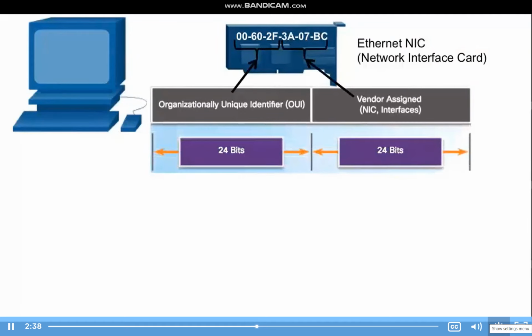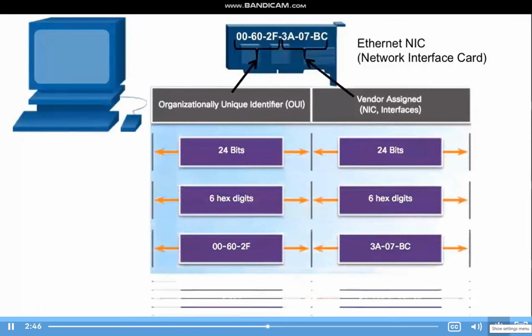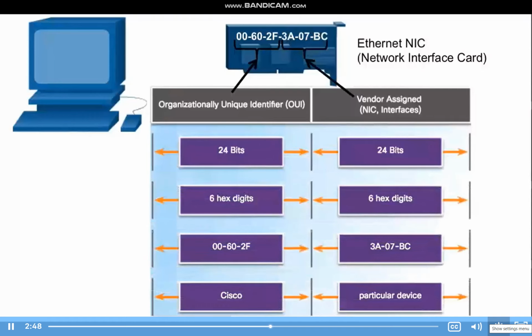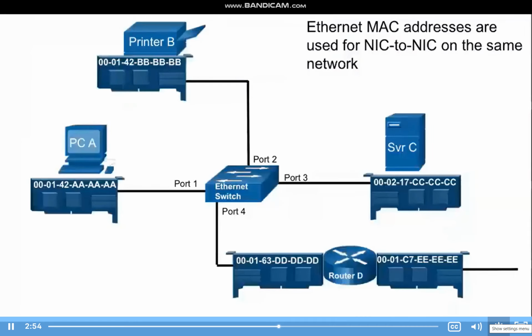MAC addresses are 48 bits, with the OUI and vendor assigned portions each being 24 bits. MAC addresses are typically represented in hexadecimal, 6 hexadecimal digits for each portion. Ethernet MAC addresses are used for NIC card to NIC card communications on the same network.